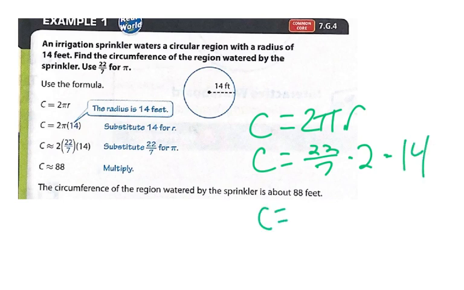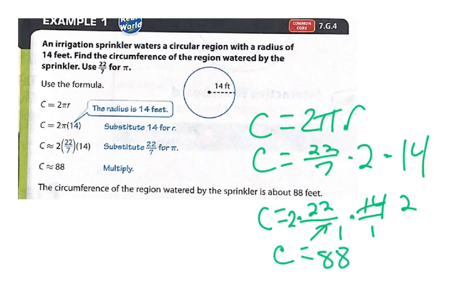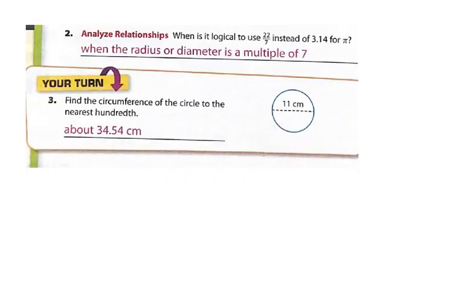So it's going to be circumference is equal to 2 times 22 over 7 times 14 over 1. So I'm going to cancel this out. 7 goes into 7 once, 7 goes into 14 twice. So now it's 2 times 22, which is 44, times 2, which is 88. Okay? And I'm going to address that here in a second for you.